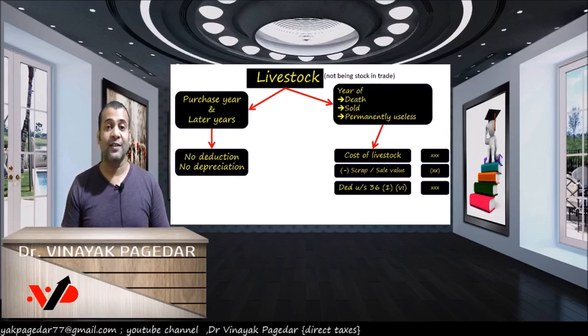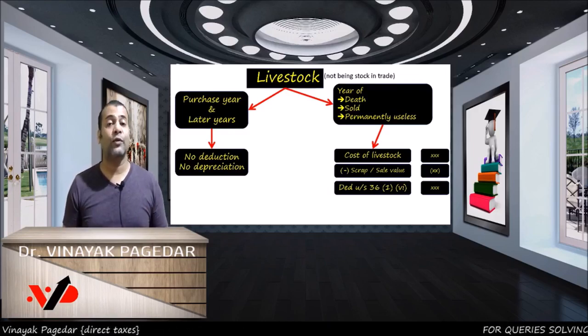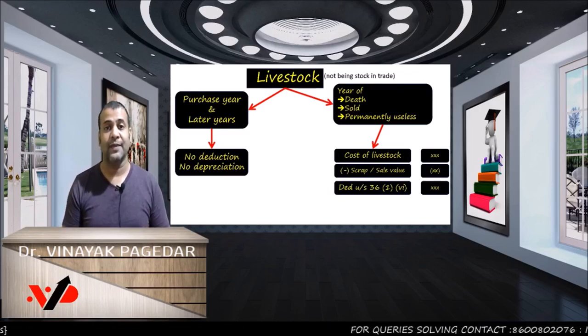Now, the next question is, how do I decide whether the livestock is long term or short term? We've got a period of holding of 3 years. If you've held the livestock with you for a period of more than 3 years, then the livestock is long term.